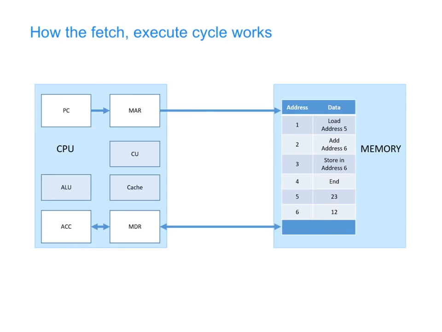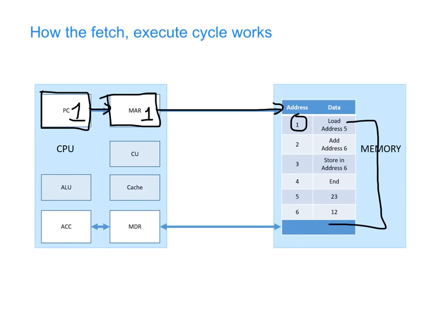The address in memory of where the next instruction can be found is stored in the program counter. So in this example, in our program, the first instruction is at address 1. Therefore, the value in the program counter would be 1. This is then passed to the memory address register. The instruction is then fetched down into the MDR, which would say load address 5. The program counter now needs to point to the next instruction, which would be 2.